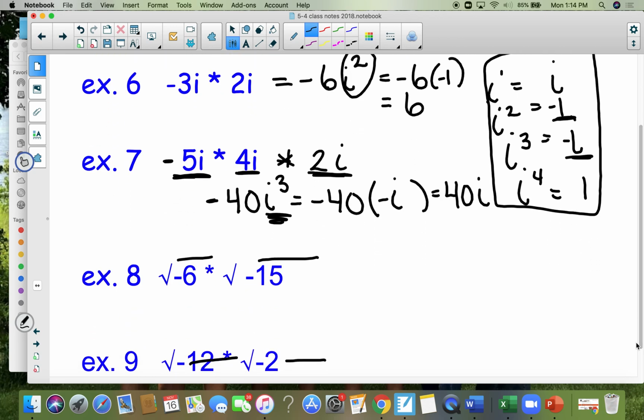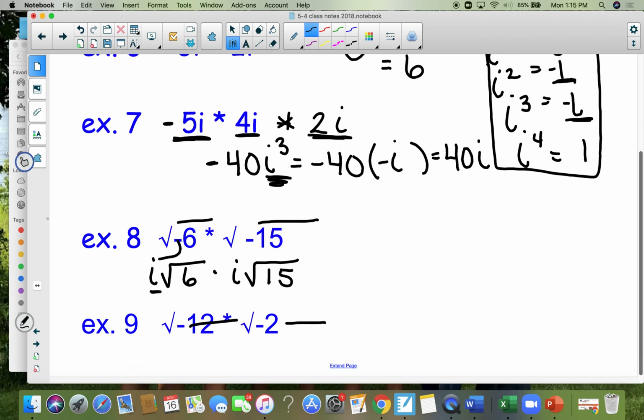The next one says the square root of a negative, root 6. Remember, the negative sign comes out and it turns into i, so now we have i root 6, and here we have a negative, take the i out, root 15, which makes i times i is i squared times the square root of 15 times 6, which is 90.